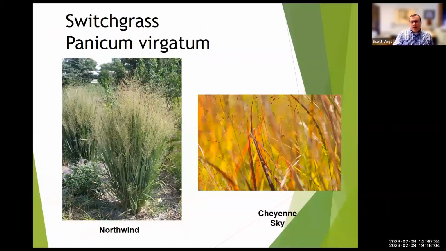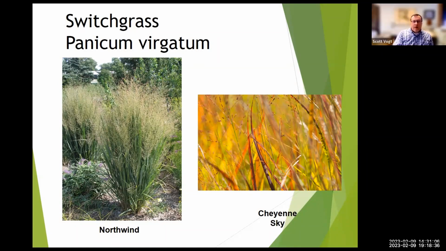Switchgrass, there's lots of variety here, from Cheyenne Sky, which only gets about 3 feet tall and has a reddish cast to the leaves, to Northwind, which is stiffly upright and gets 4 to 5 feet tall. Dallas Blues is a taller one, like I said, that gets 6 to 7 feet tall. But there's a great selection of switchgrass. You can utilize these in a lot of different ways within the landscape.